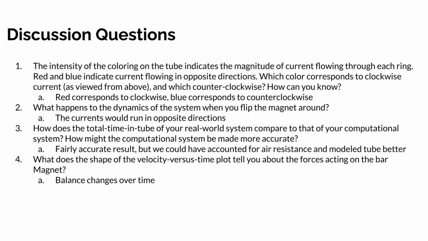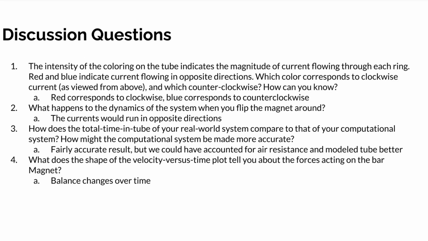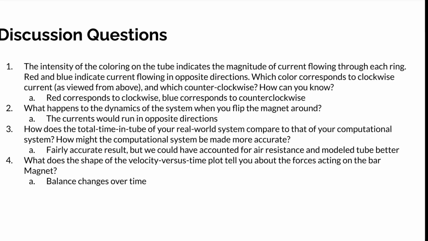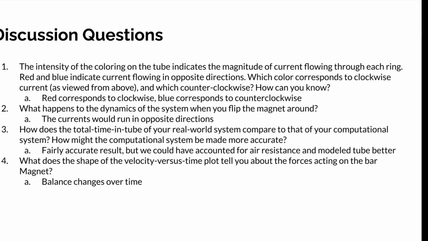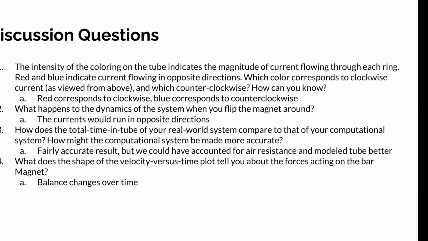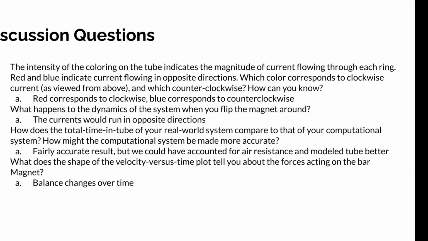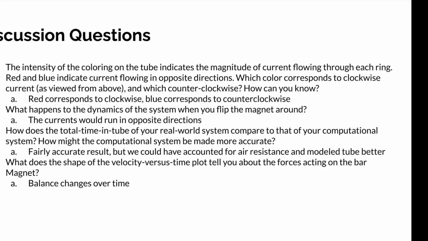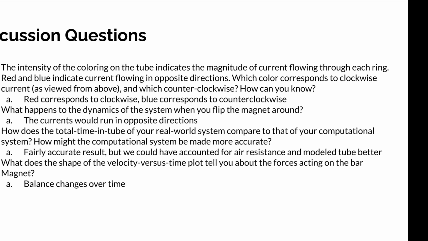The ways that we could have made this difference a little bit smaller is we could have accounted for air resistance in our model, and we could have modeled the tube better with more, smaller rings. Question 4, what does the shape of the velocity versus time plot tell us? When looking at that graph, we see initially that the velocity steadily decreases, but then the conductor becomes charged, and then the forces sort of even out for a period of time, and then velocity decreases after it exits the tube.